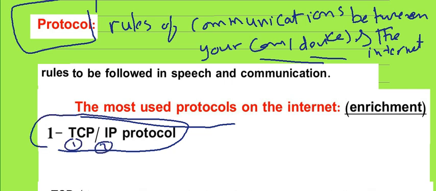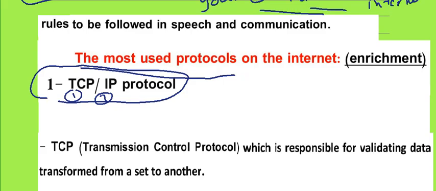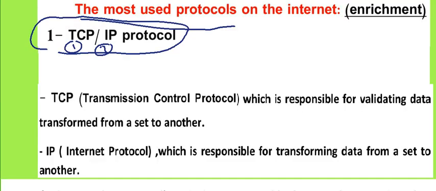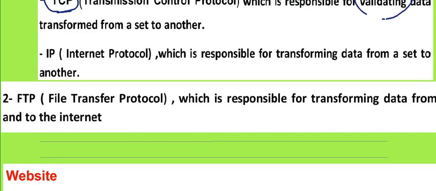TCP/IP has two parts: Transmission Control Protocol and Internet Protocol. Transmission Control Protocol is responsible for validating data transferred from a set to another، يعني بيتأكد من صحة نقل البيانات. And IP Protocol is responsible for transferring data from a set to another.